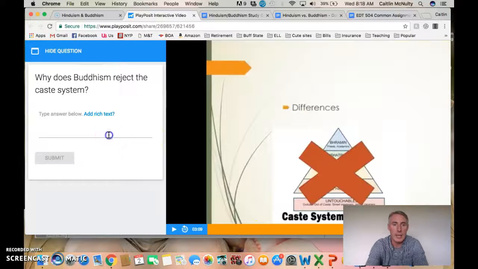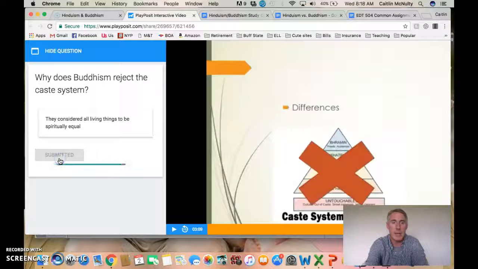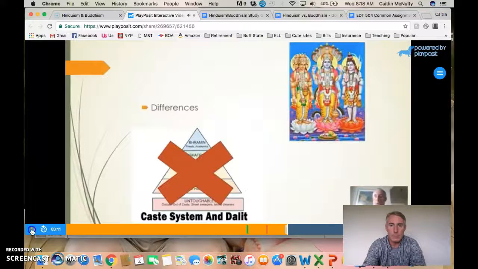You can also put in short answer questions. Why does Buddhism reject the caste system? Now, for this one, it's not going to tell the students immediately whether they are right or wrong. That would be something that we could then go over the next day in class as a group. So I could say they considered all living things to be spiritually equal. And then that would just submit it. All of their answers are then recorded and they could be viewed by me. Okay, you continue. Another one. I'm going to pause that. But again, keeping it light on the text, heavy on the visuals, and this one very brief.